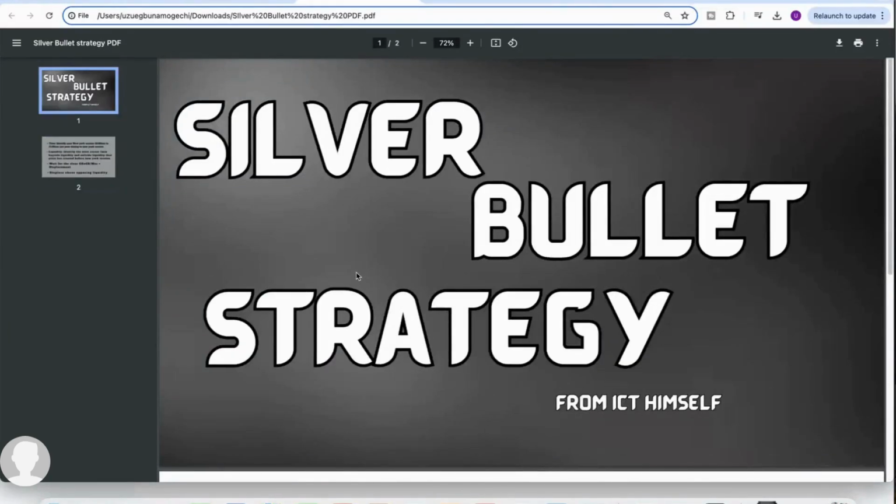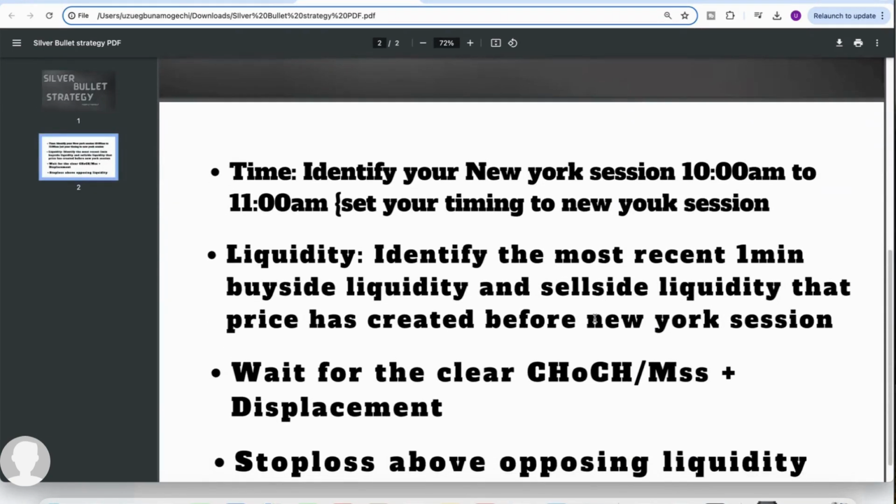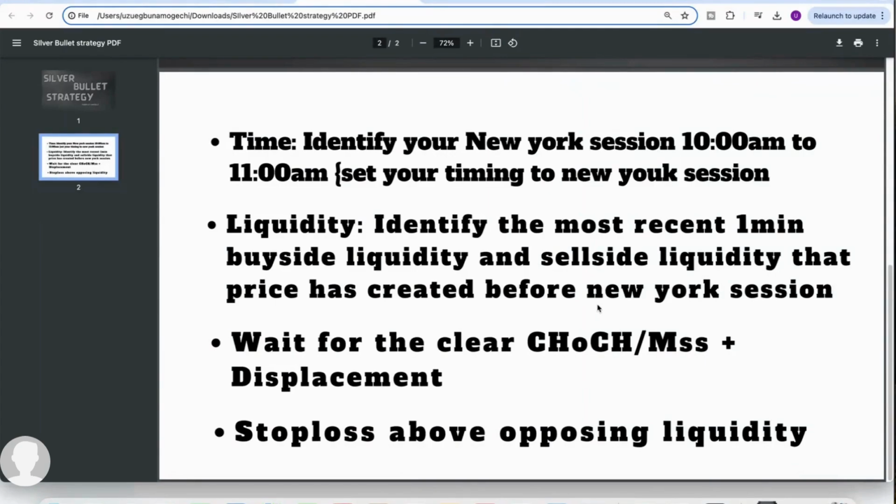So today's topic is the Silver Bullet strategy from ICT himself. We all learn this strategy from ICT, so I'm here to explain it to you in a simpler way. Now, the strategy comes with rules and regulations that are going to guide you in using it.